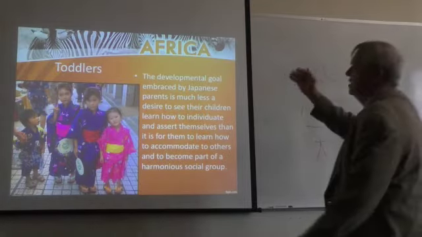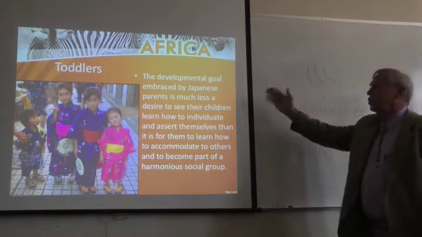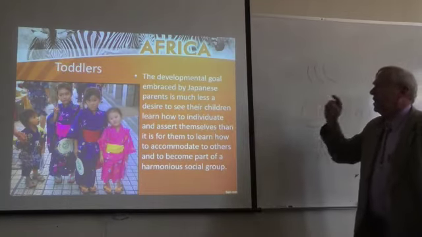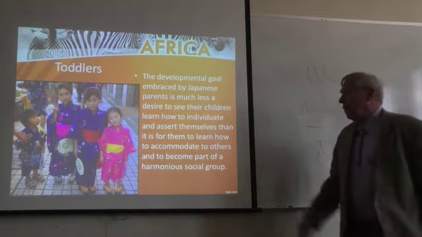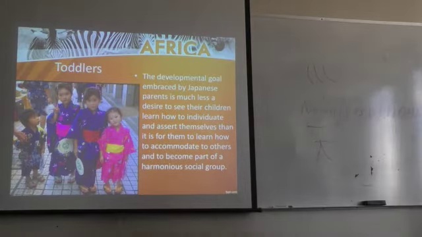The developmental goal embraced by Japanese parents is much less a desire to see their children learn how to individuate and assert themselves than it is for them to learn how to accommodate to others and become part of a harmonious social group. Japan is an extremely crowded country, and because of that, you have to learn to get along with the person right beside you. If you're in a subway, it's a lot of people, and they're not only right beside you, but in front of you and behind you and on all sides. You are surrounded, and you are being squeezed. You feel like you can't breathe. Well, I can't, because I don't like crowds, but the Japanese don't see it that way.